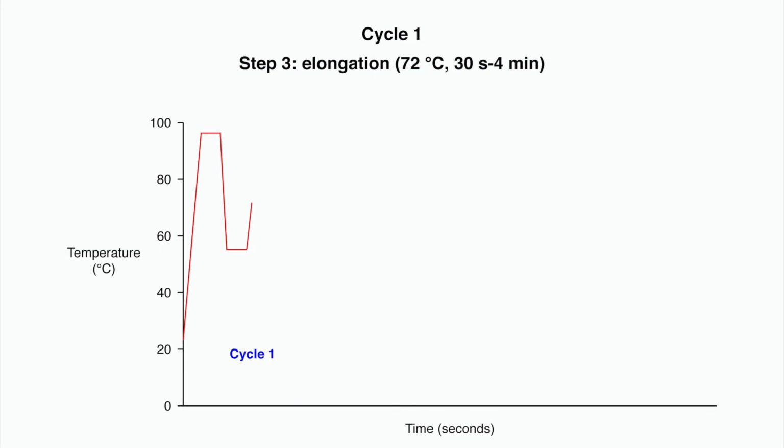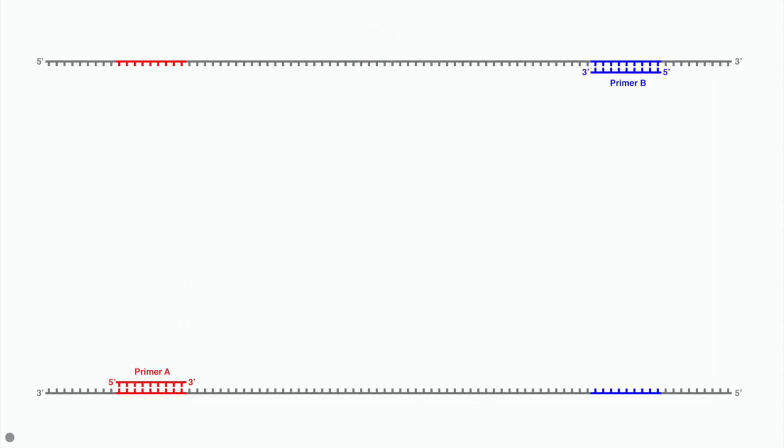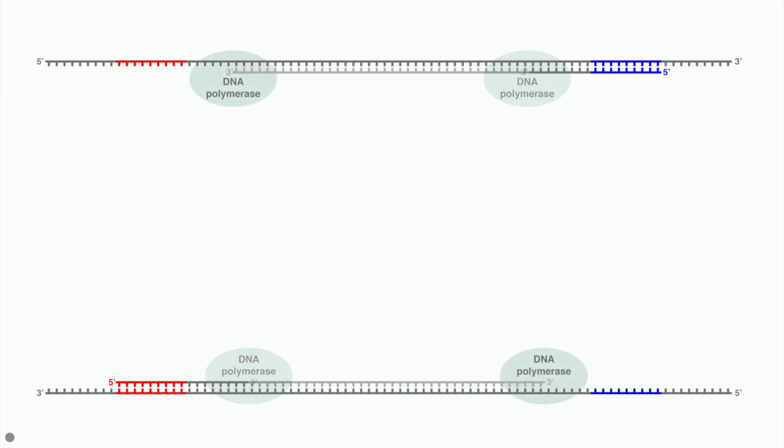The temperature is now raised to 72 degrees for anywhere between 30 seconds and 4 minutes. 72 degrees is the optimum temperature for the Taq polymerase. Taq polymerase initiates DNA synthesis from the 3' terminus of each primer and proceeds to synthesize a new strand of DNA in the direction 5' to 3' from the perspective of the strand that is being synthesized. Note that the DNA synthesis does not necessarily stop at the end of the opposite primer site as long as there is a template strand and the temperature continues to remain at 72 degrees.